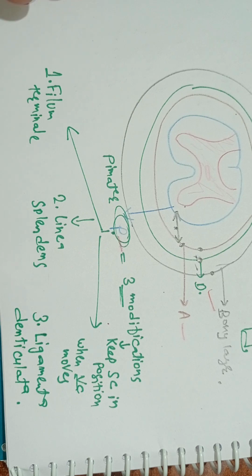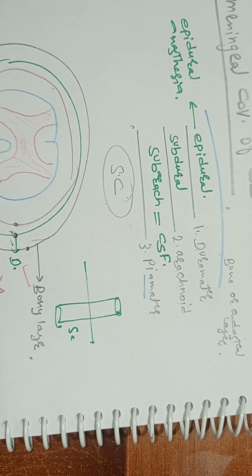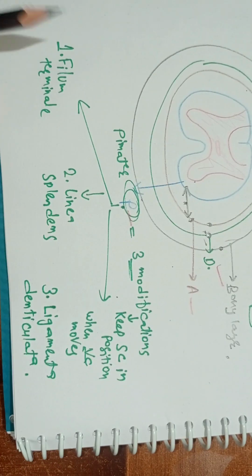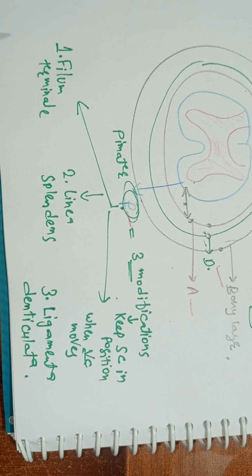So the meningeal coverings of the spinal cord: we have three coverings, dura mater, arachnoid mater, pia mater. This pia mater has three modifications. Now we will study these three modifications. Number first modification is filum terminale.